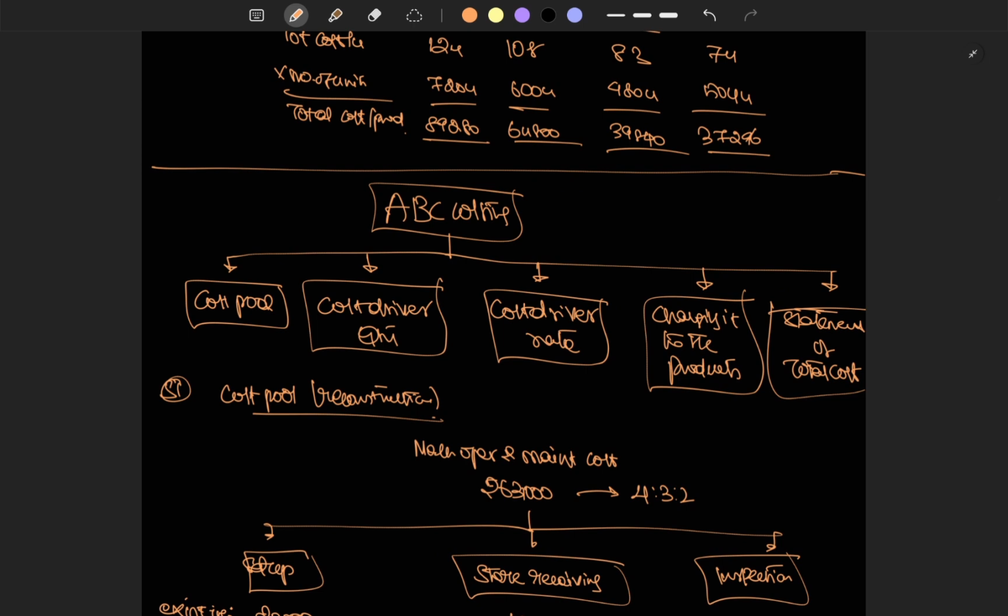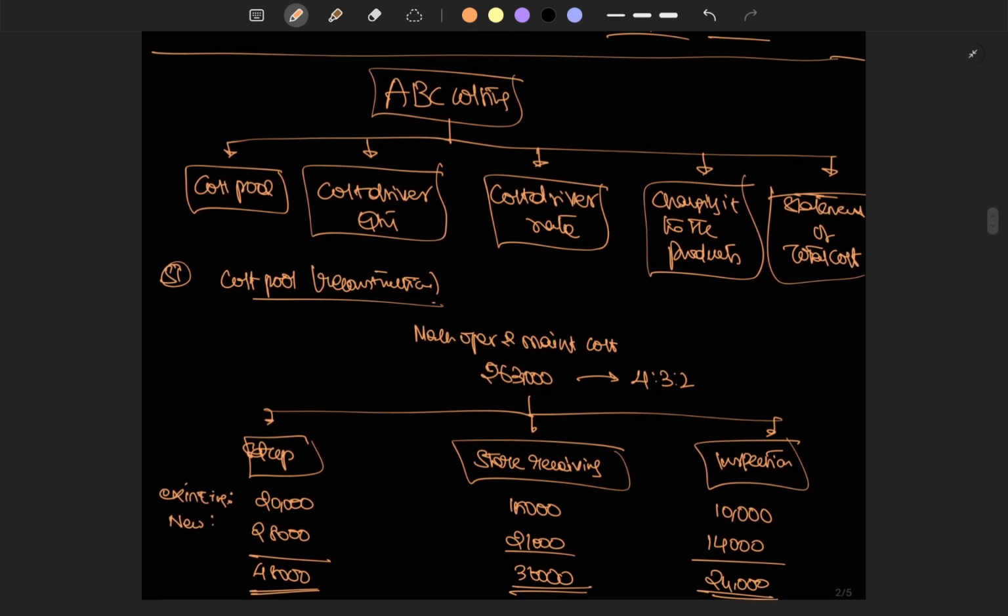And there comes ABC costing. ABC costing is simply a different level of information. It is a parallel thing, but the names are different. Cost pool is the overheads per activity. Cost driver quantity is a base quantity. Cost driver rate is the absorption costing rate, and charging it to the products is the same as that, and the statement of total cost is the same as that.